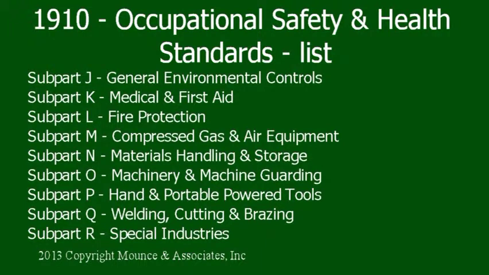Subpart R will cover pulp, paper, and paperboard mills, textiles, bakery equipment, laundry machinery and operations, sawmills, logging operations, telecommunications, electric power generation, transmission, and distribution, and grain handling facilities.